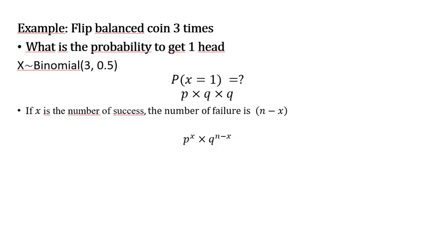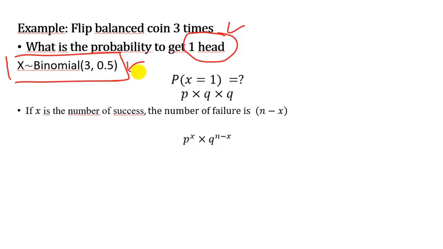Here, imagine I have this experiment. I flip a coin 3 times. My question is, what is the probability of getting one head? Now we can write this in the notation of my random variable. X follows a binomial distribution with 3 trials and probability of success p equal to 0.5. So let's find this probability of getting one head. That means we want to find P of X equals 1.